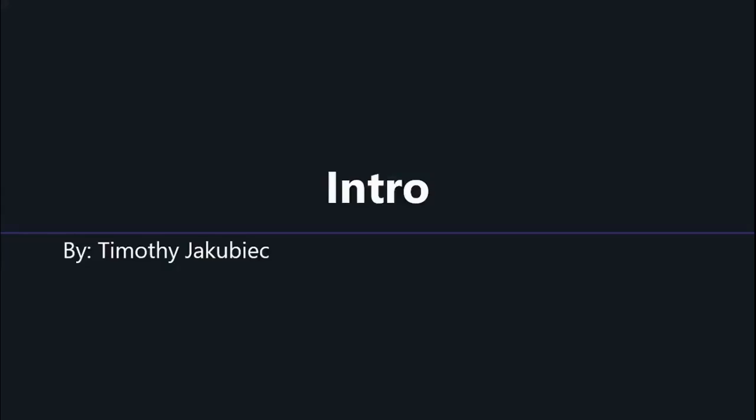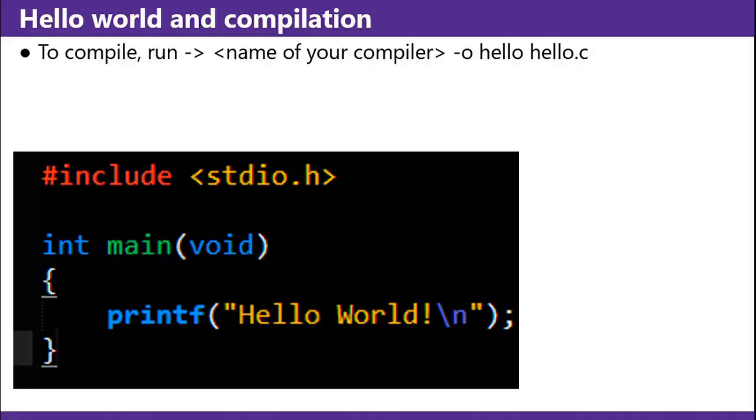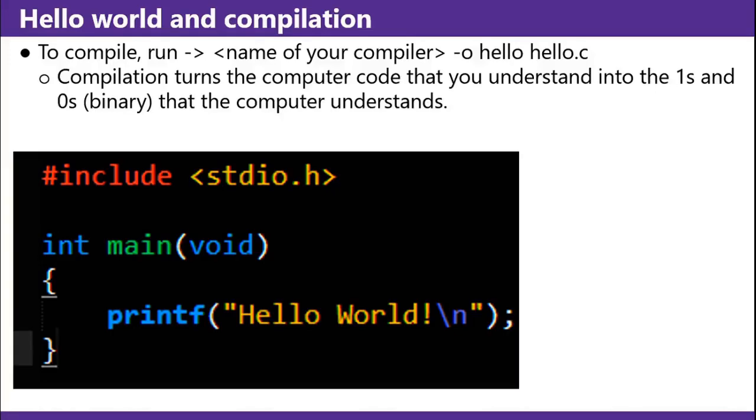This video is going to be a quick introduction to the C programming language. Hello world and compilation. To compile, run the name of your compiler -o hello.c. Compilation turns computer code that you understand into the ones and zeros, or binary, that the computer understands. To run, just type hello. This code down here prints hello world to the screen.